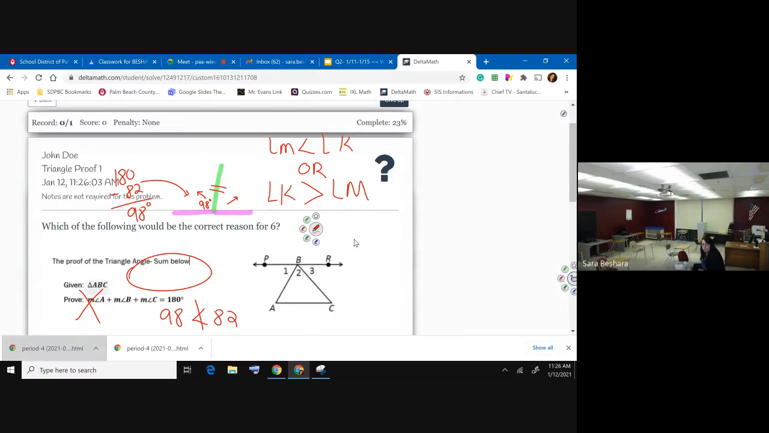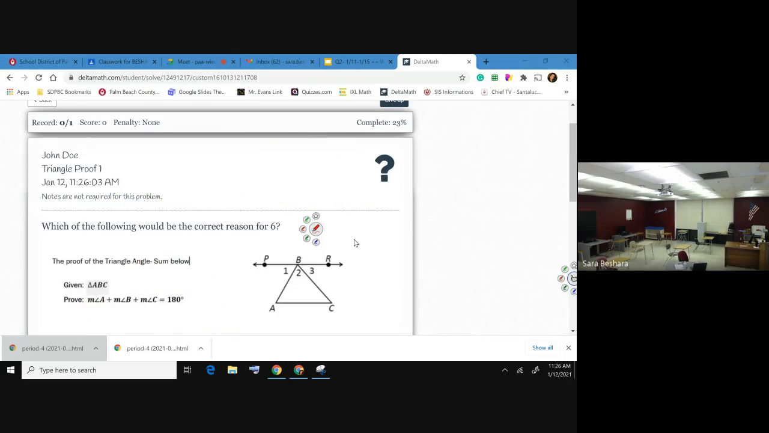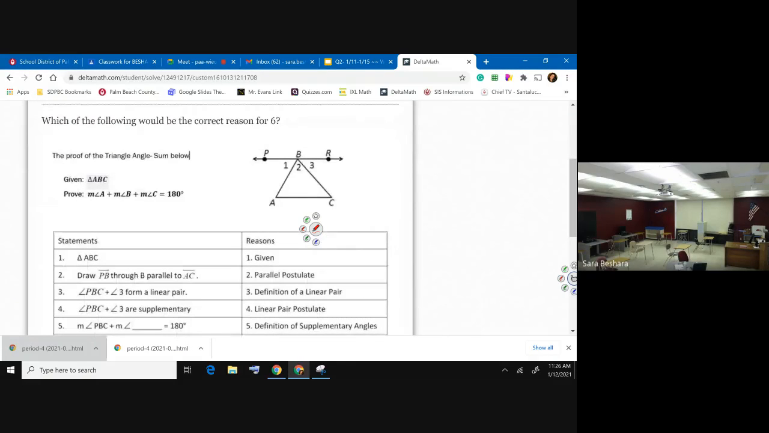What would be a reason for 6? This proof right here is part of your standard. And just quickly, let's review a few things. The proof of a triangle angle sum below, given it's a triangle, and then prove that the measure of A, B, and C are equal to 180. The measure of A, the measure of B, and the measure of C is 180. Is the sum of the angles inside a triangle? We all know they're always 180, but it's asking you to prove it. Now, which of the following could be a correct reason for 6? So we're not really going through the entire proof. We're just trying to pick one for 6.